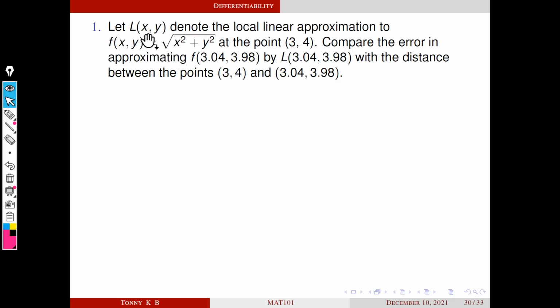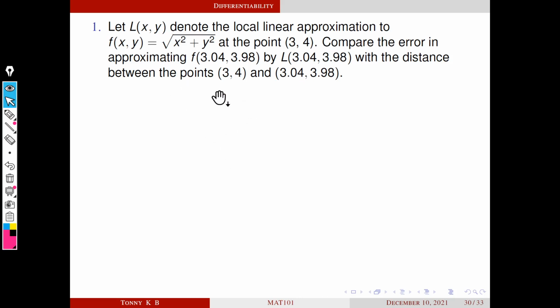consider this problem. Let Lxy denote the local linear approximation to this function at the point (3, 4). Compare the error in approximating f of 3.04, 3.98 by the corresponding approximation. What is the corresponding approximation? The approximation from the tangent plane, that is L of 3.04, 3.98, with the distance between the points. We know that the error should be less than the distance between these points.